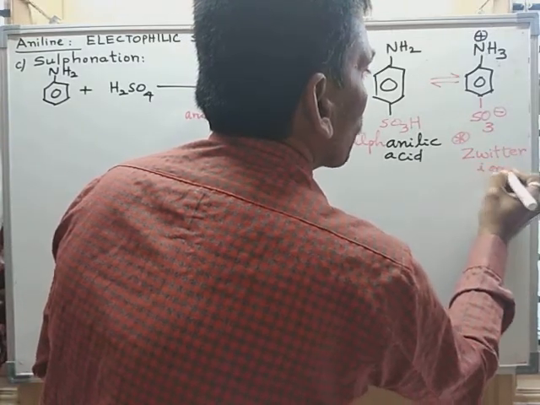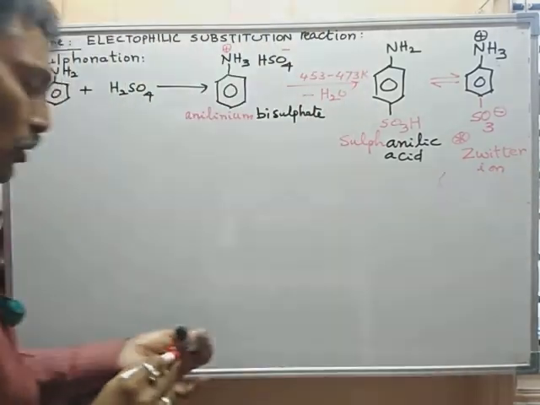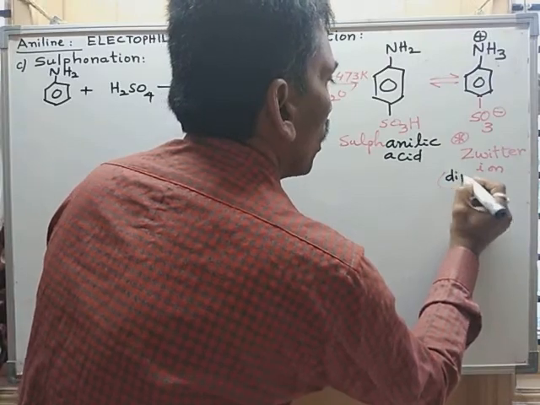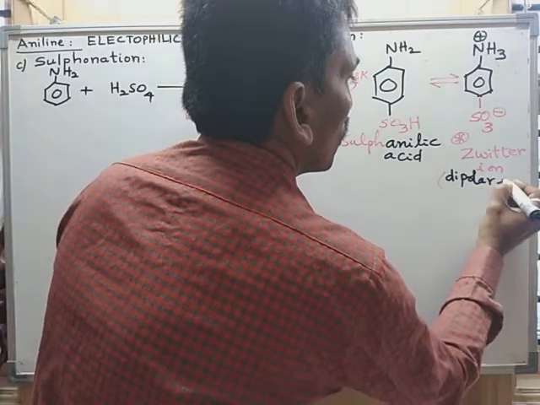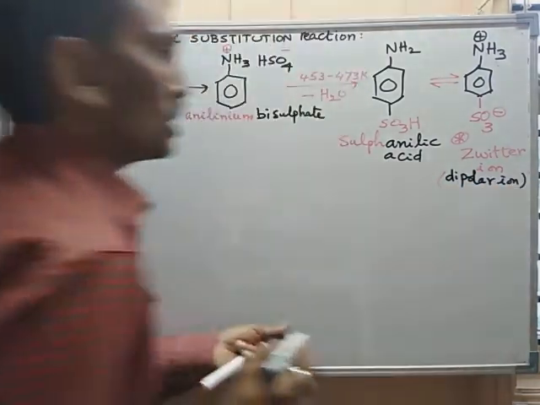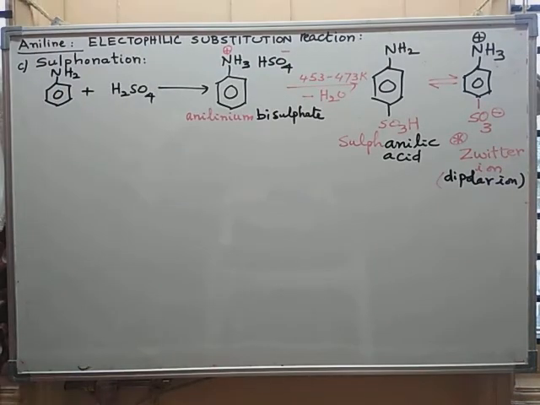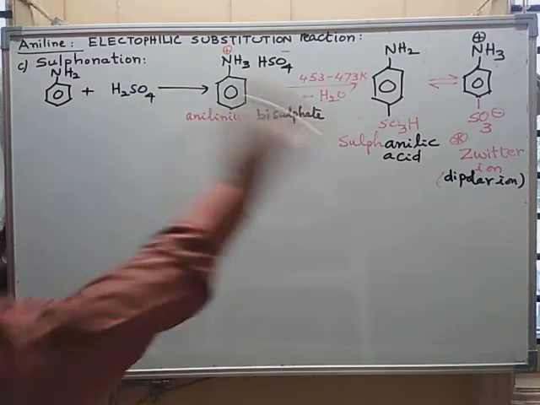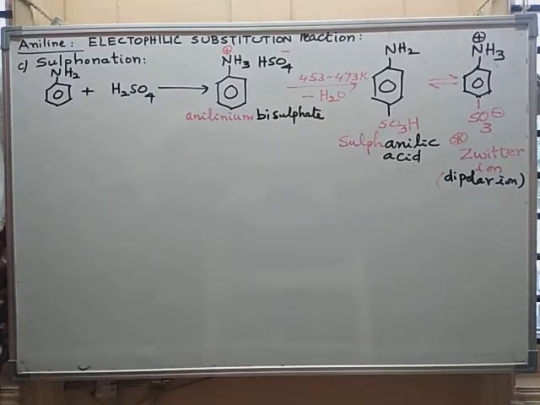Zwitter ion. What is a Zwitter ion? Simple information for the PU examination: it is a dipolar ion. Within the species, two ends are present, a negative end and a positive end. Such species are known as Zwitter ions. And here sulfanilic acid exists as a Zwitter ion.